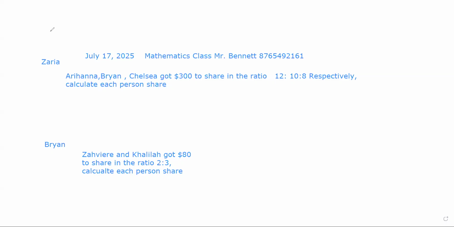Ariana, Brian, and Chelsea got $300 to share in the ratio 12 to 10 to 8, respectively. Calculate each person's share. So the total share equals 12 plus 10 plus 8. 12 plus 10 is 22 plus 8, that's 30. 30 shares equals $300.